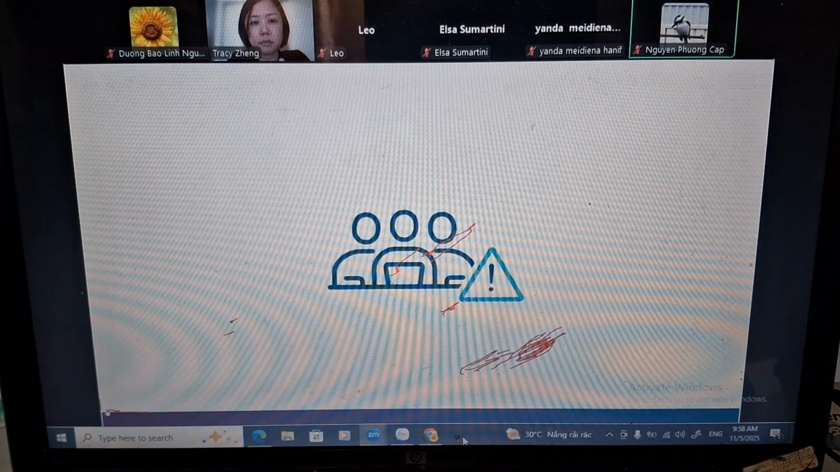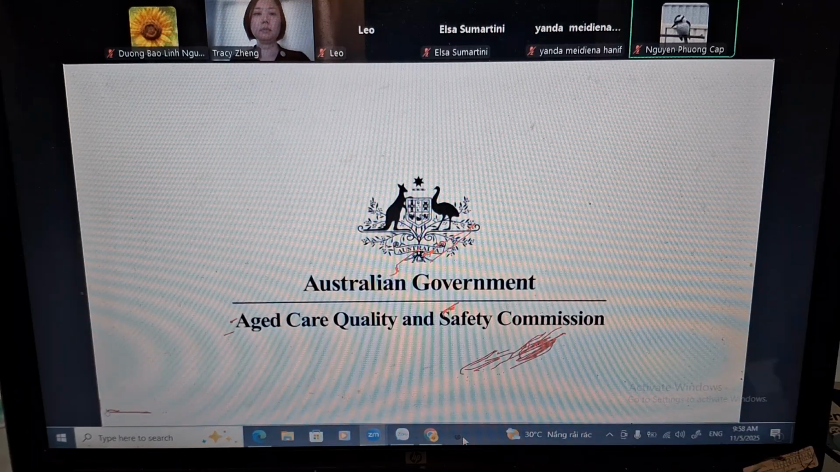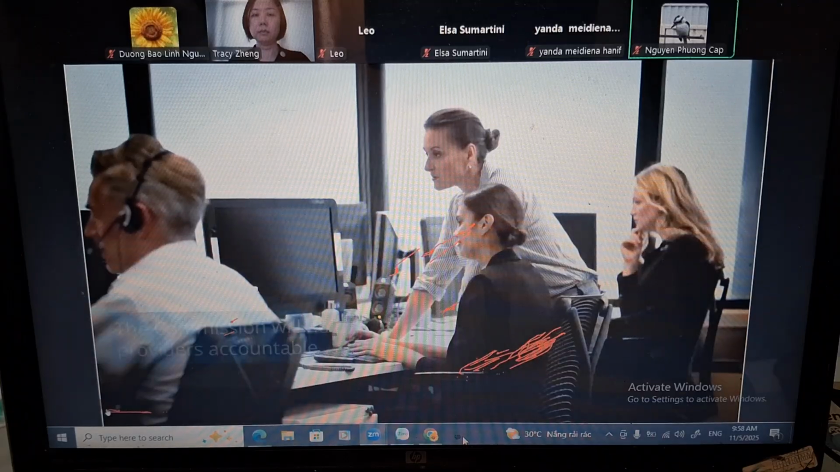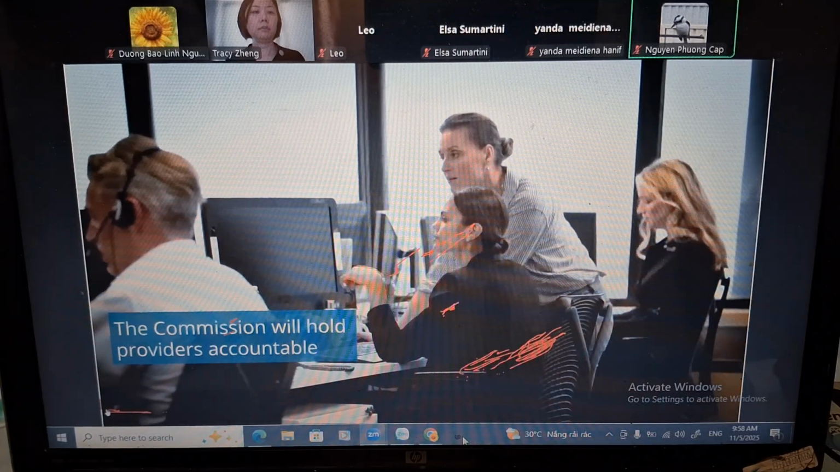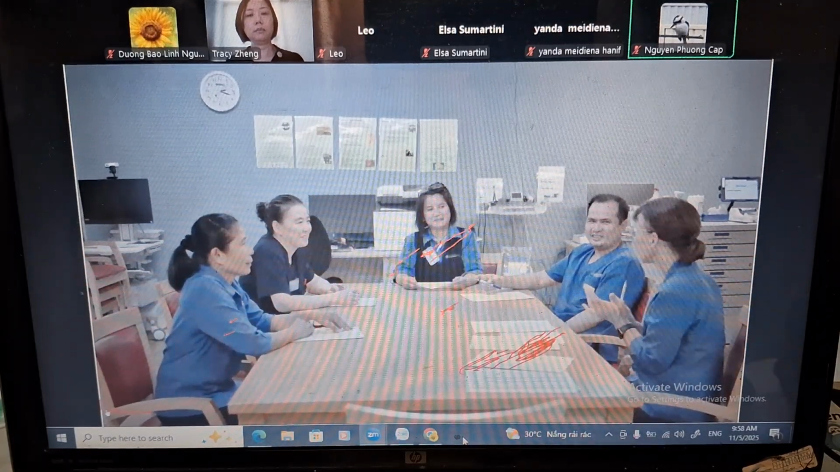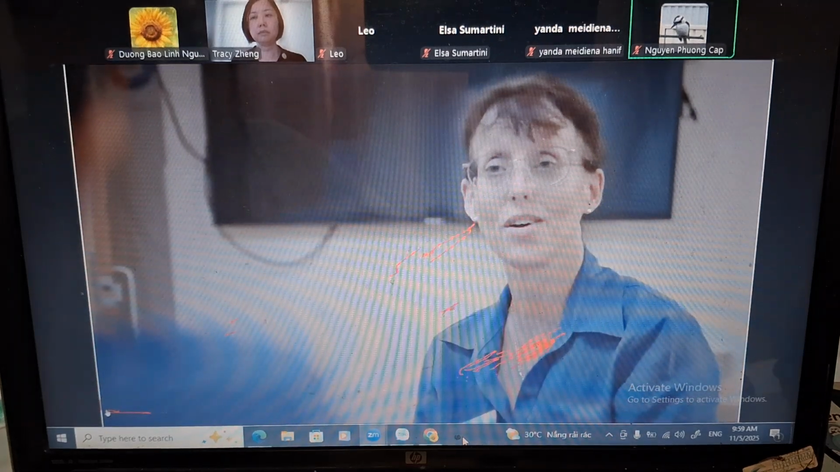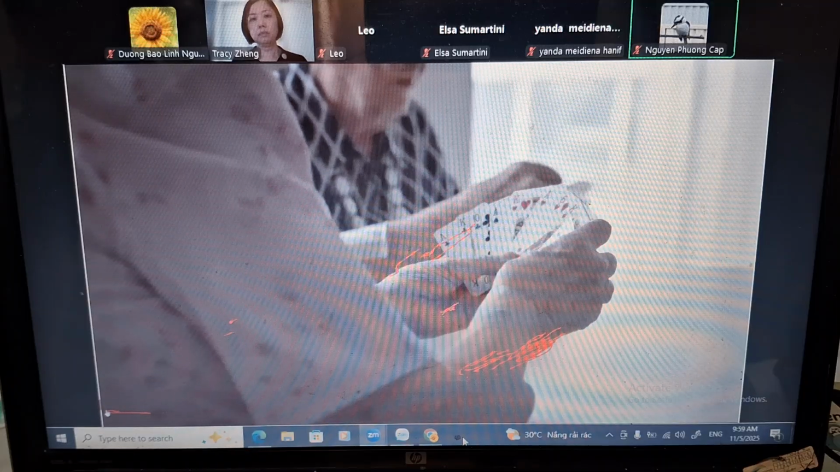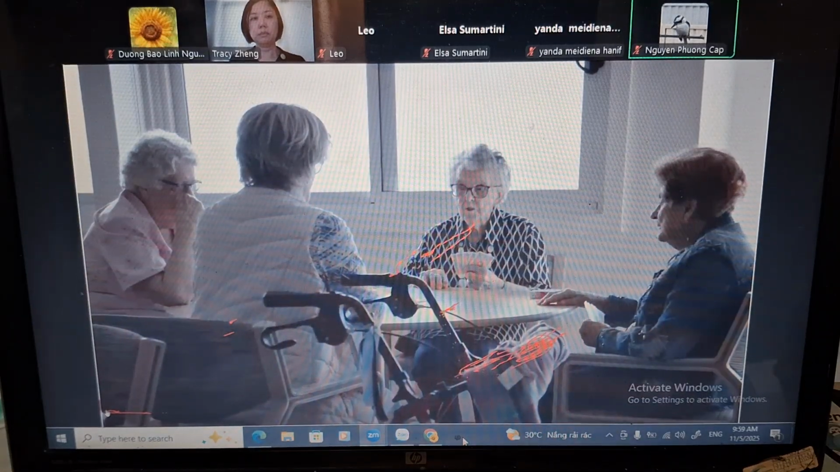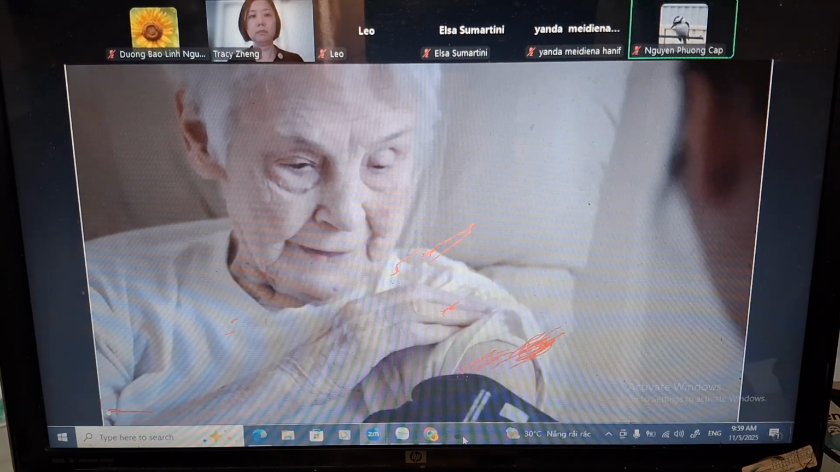If providers or workers aren't delivering care in a way that upholds the rights of older people, the Aged Care Quality and Safety Commission will step in. If providers aren't willing or able to deliver care in line with the rights of older people, we will hold them accountable. As a provider, you should also support your workers to raise issues or make complaints without fear of being punished. A strong aged care sector protects the safety, health, well-being, and quality of life of older people. It also works to keep improving the quality of its care.